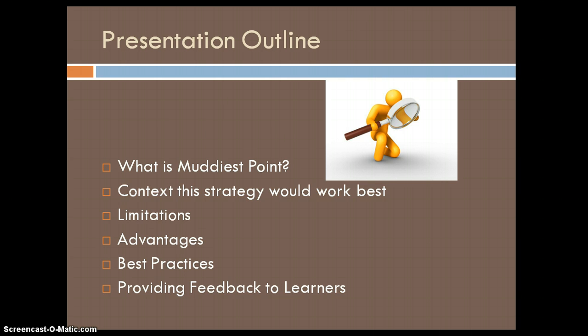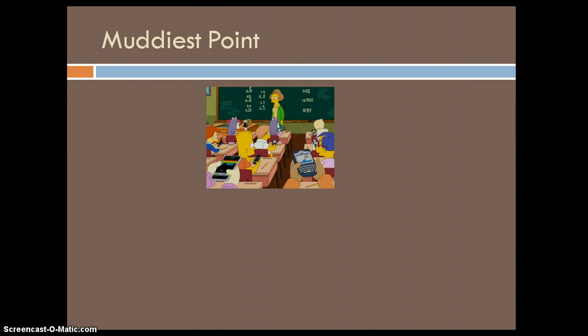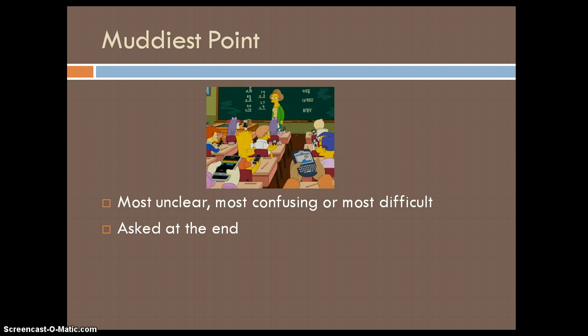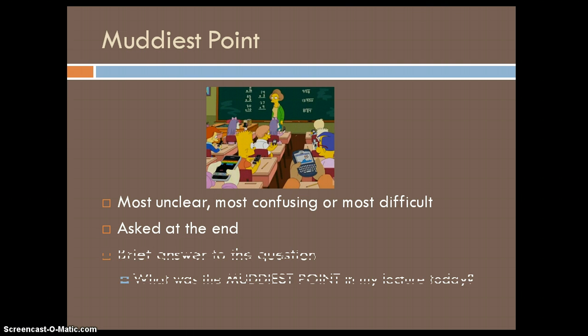to learners. What is the Muddiest point strategy? This is an assessment tool that allows the teacher to ask what is the most unclear, most confusing, or most difficult part of the lesson. It's usually asked at the end of a class or a discussion or even a reading assignment. It asks students to give some brief answers to the question, what was the muddiest point in my lecture today?